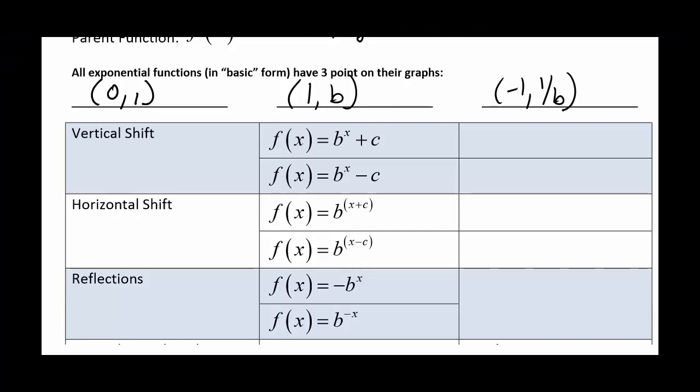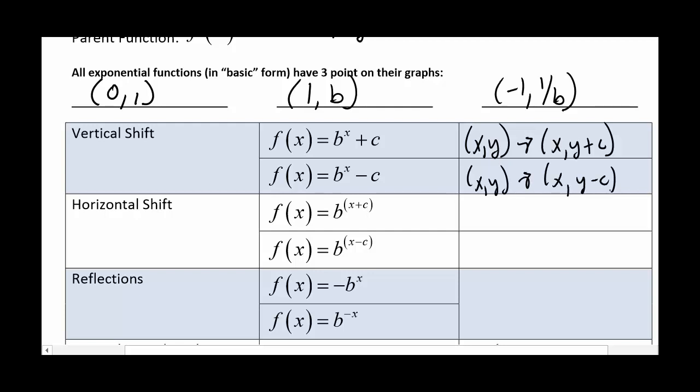Okay, the nice thing is we can use our transformation rules to sketch different graphs of these. For example, if I am adding something on the outside, that means I'm going to add something to the y value. If I'm subtracting something on the outside, I'm going to subtract on the y value. If I'm looking on the inside, remember inside is opposite of what we see. So even though it says plus c on the inside, I'm really going to subtract c from x. And if it says minus c, I'm really going to add c to x.